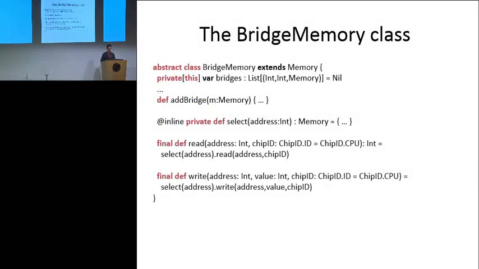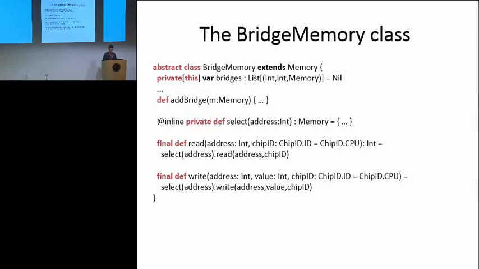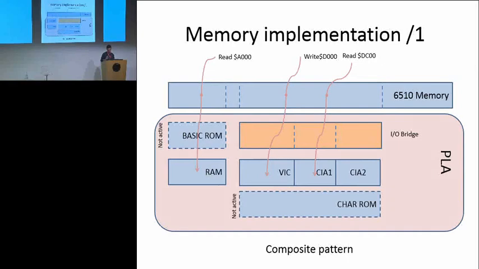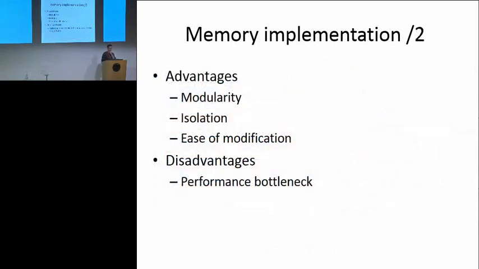Another implementation of the memory, because we have to split the memory in pieces. So this is an implementation of the memory called bridge memory, because it's split in pieces that can be put together. But we have to go very, very fast because we have no time. The memory implementation, we can skip this. The advantages of this implementation are modularity, isolation, ease of modification. The disadvantage is mainly the performance bottleneck. For this reason, other emulators use a raw array of bytes. But if you look at the code, maybe you can change your mind and understand why I chose this other implementation.